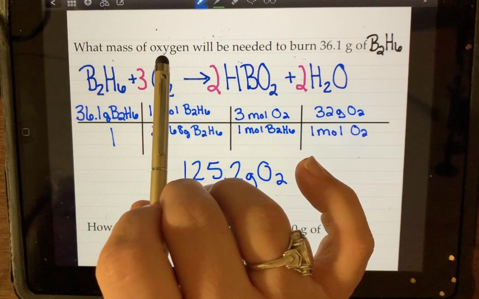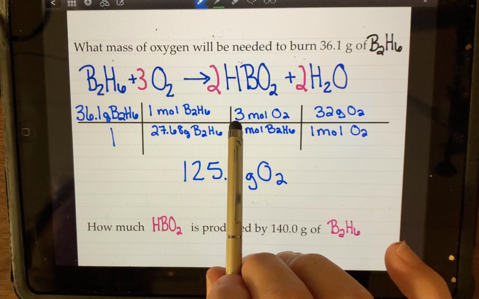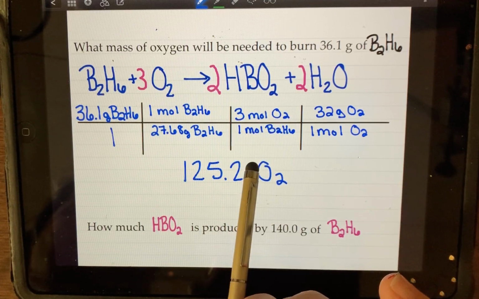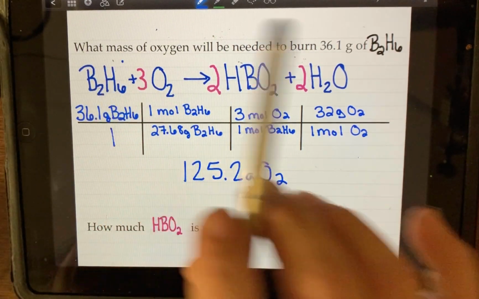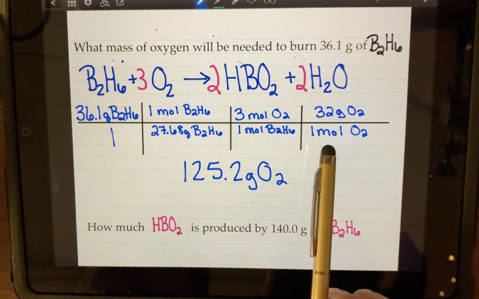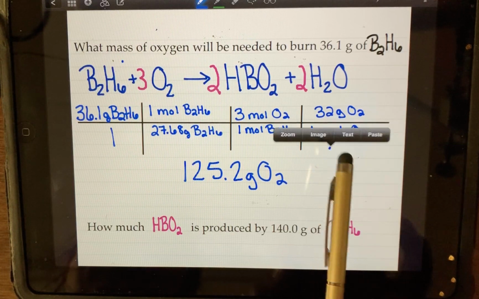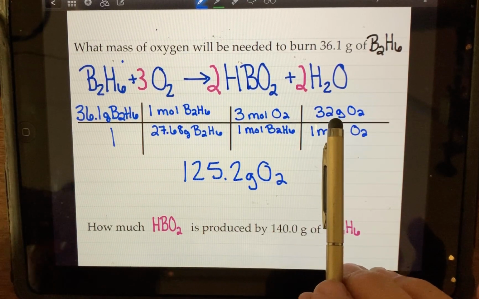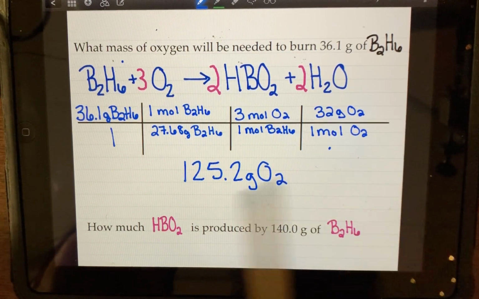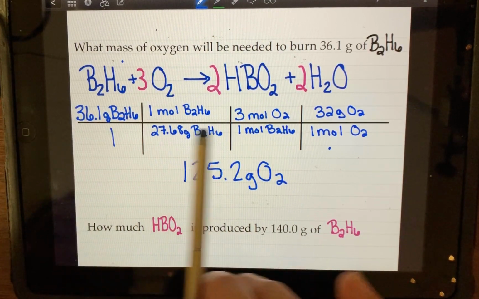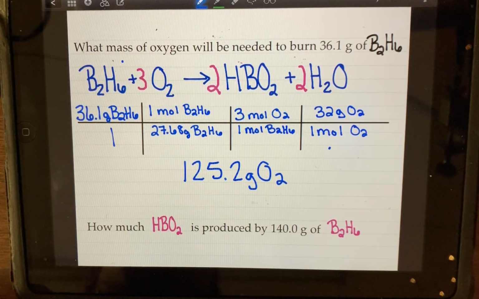I want to know about the oxygen. I go to my oxygen and there is a 3 in front of it. So I'm going to put a 3 here for 3 moles O2. Now I'm being asked for mass, which means I need to have it in grams. So I have one more step to go, where I take the moles that I have and convert them to grams. So 1 mole of O2 goes on the bottom. The periodic table tells me that 1 mole of O2 is equal to 32 grams, and that goes on top. I do the product of the top divided by the product of the bottom, and I get 125.2.